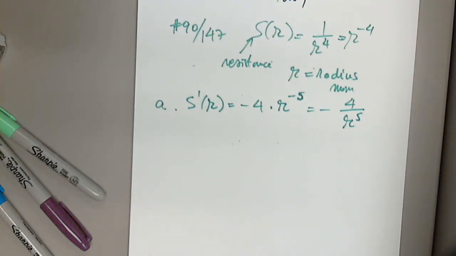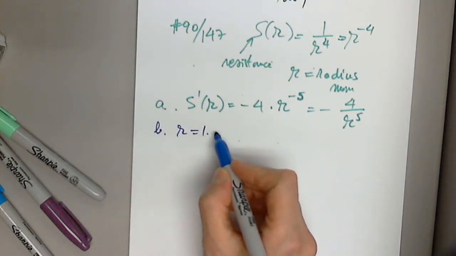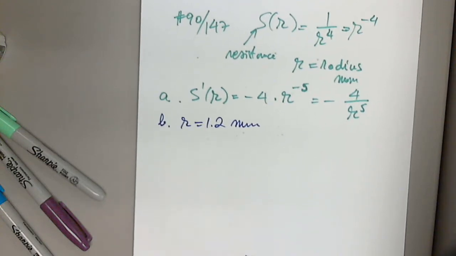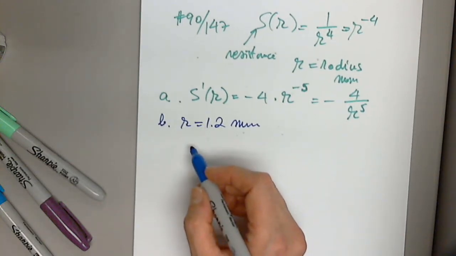Part B, find the resistance, not the rate of change, the resistance at R equals 1.2. So part B, I'm asked when R is 1.2, just make sure, yes, 1.2 millimeters. I'm asked to find the resistance when the blood vessel's radius is 1.2. What am I asked to find?